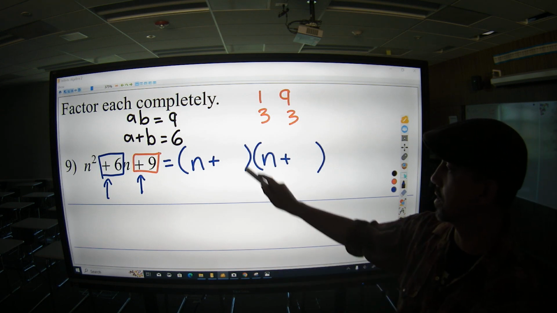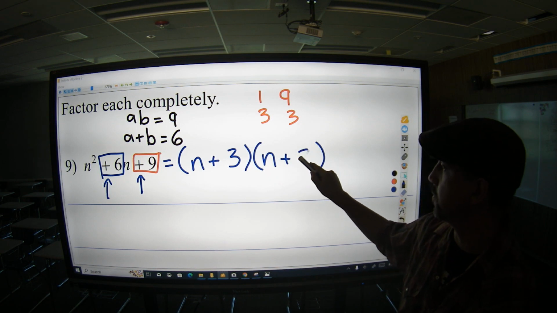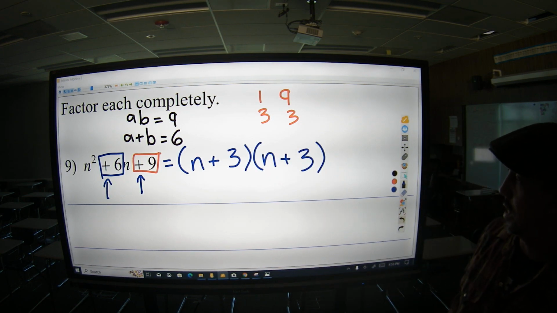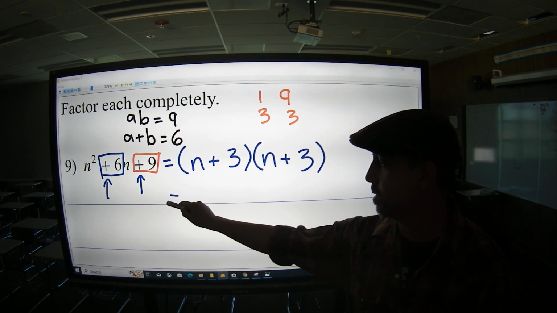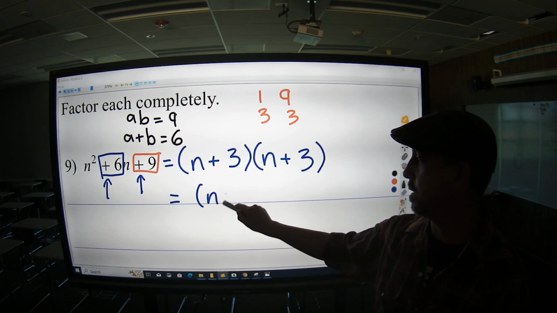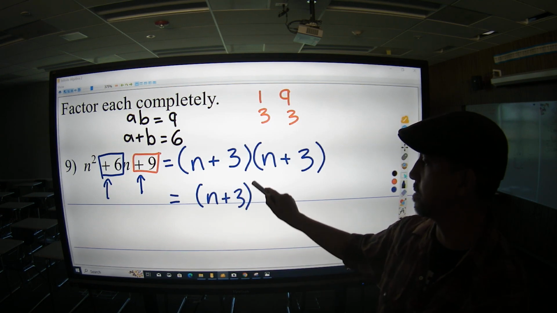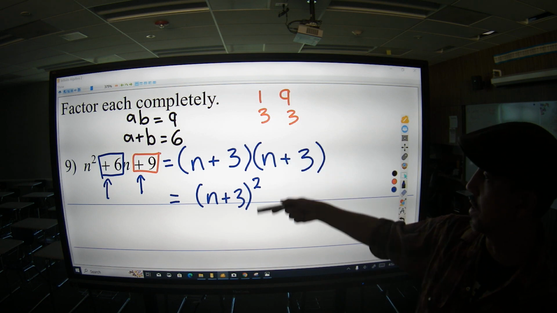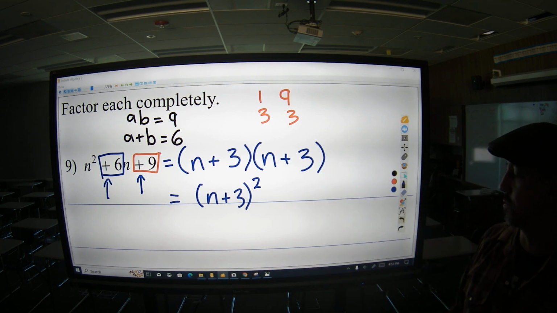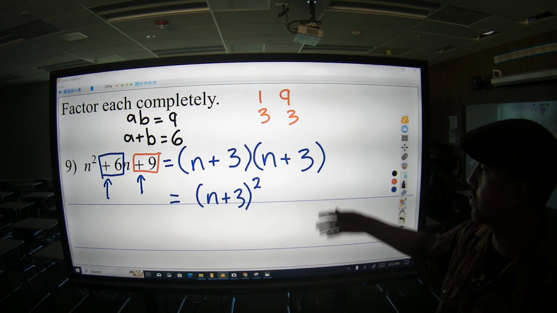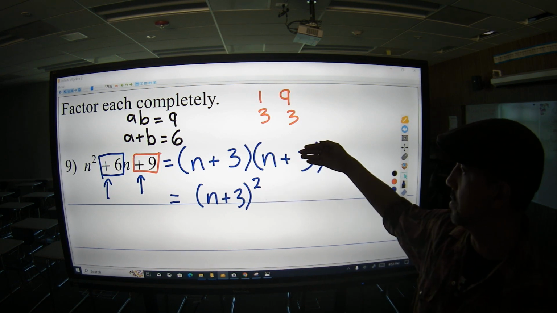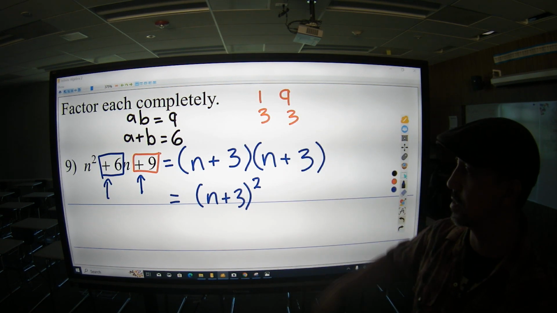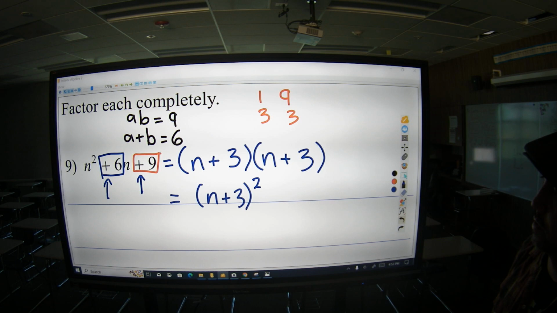So of course, in this case, we have n plus 3 times n plus 3, and if we wanted to factor that even further, we could write that as n plus 3 squared. All right, these two expressions are the same, but they look different. And you should be kind of aware that maybe it'll look like this sometimes, maybe it'll look like that, but they're really not so different. All right, so that's our first factoring example.